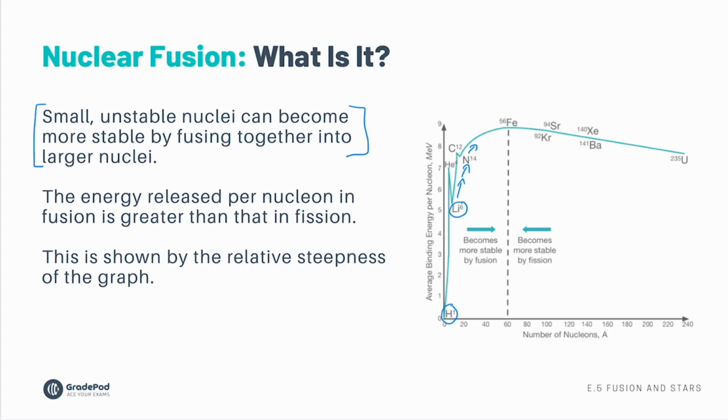If we head back to the graph, I have said that the energy released per nucleon in fusion is greater than that in fission. And that's shown by looking at this graph. You can see that the steepness of this curve here compared to the steepness of the curve there means that more energy would be given off by a fusion than it would be by a fission, because the change in energy climbed by a fission is less than the change in energy climbed by the fusion.